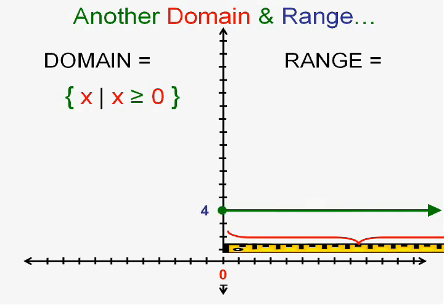The y's are a little easier this time. The y is just 4. Now we could just list 4, but you might also see something fancier like this, which would be read the set of all y's such that y equals 4. Don't let that scare you.